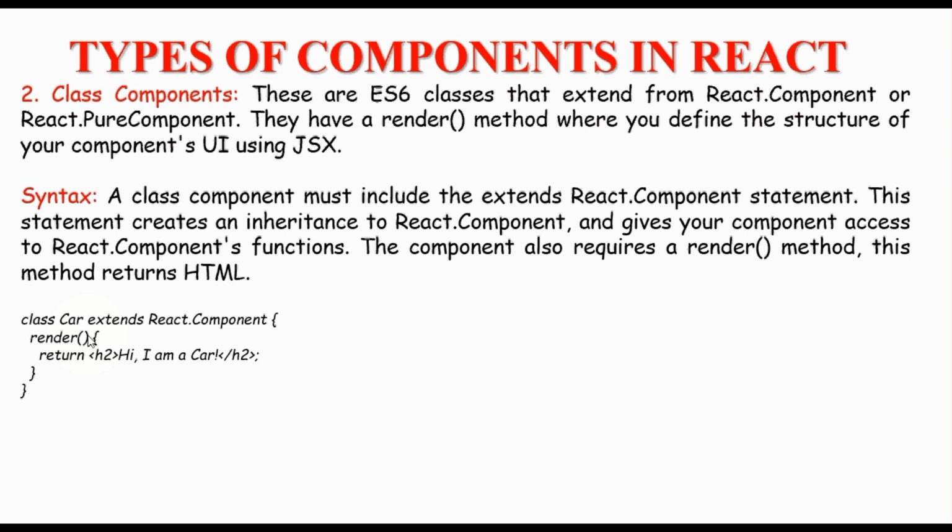The component also requires a render method. This method returns HTML. So we can say this is the syntax. You use a class and the name of the component, and then you extend React.Component. By extending React.Component, it gives you access to define methods and functions to use, and it returns a JSX element or HTML-like element. So that's how to write a class-based component. However, modern React advises the use of functional components, which is what we are going to stick with in this lesson.